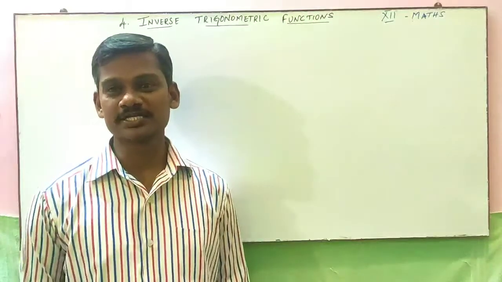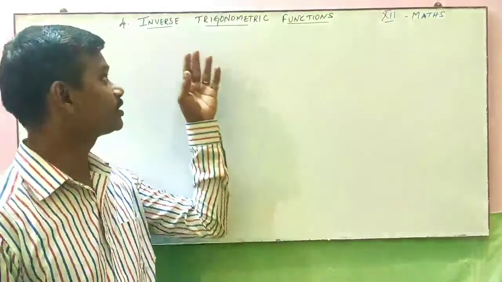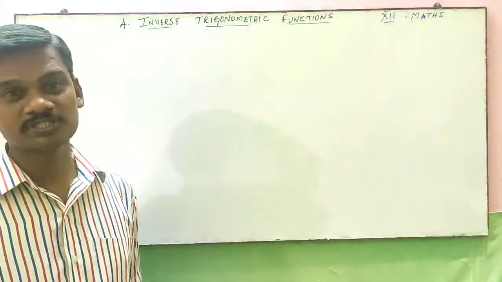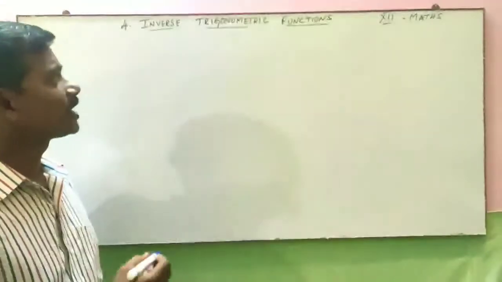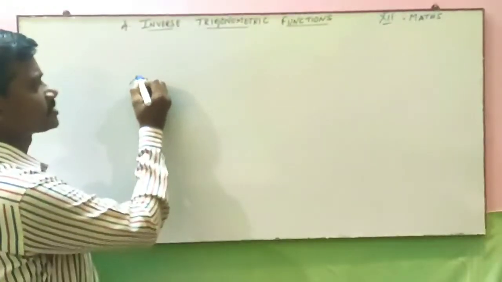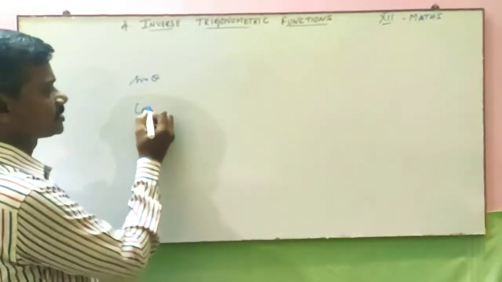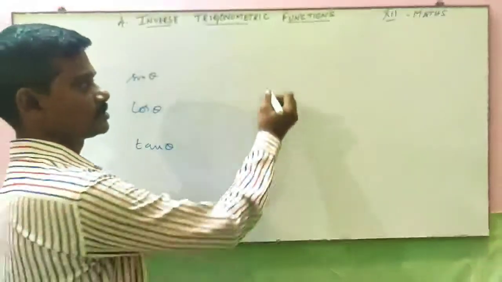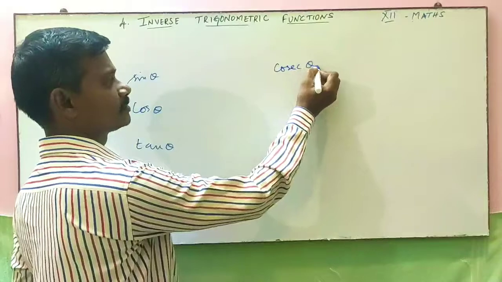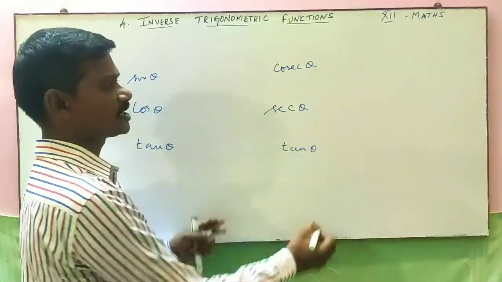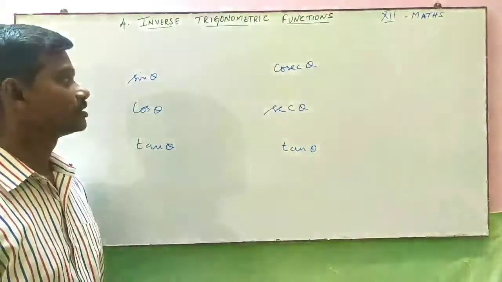In today's class, we are going to see a new topic, inverse trigonometric functions, which is the fourth chapter. We already studied the trigonometric ratios like sin theta, cos theta, tan theta. What are the three more? Cosecant theta, secant theta and cot theta. So these are the 6 trigonometric ratios.